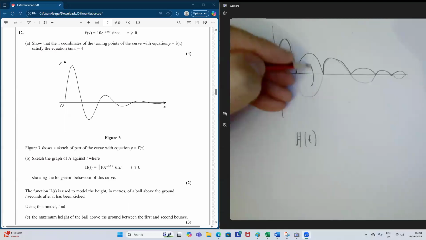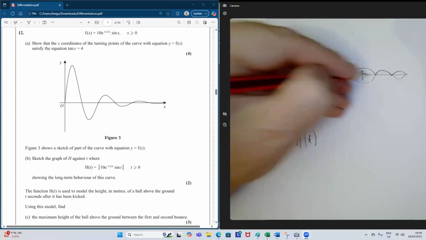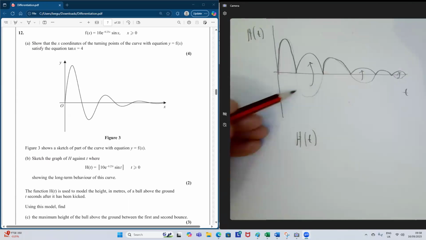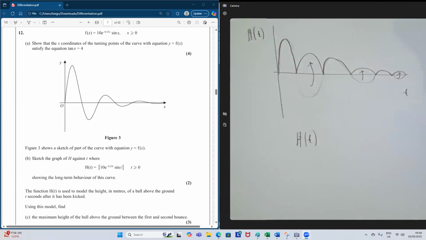So that bit's gone up there, that bit's gone up there, and that bit's gone up there. And so that is what our h of t is going to look like. Perfect, showing the long-term behavior of this curve. That's more than sufficient to get our 2 marks there.